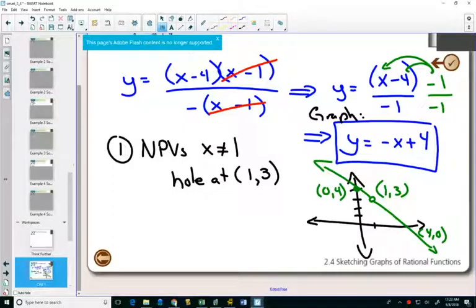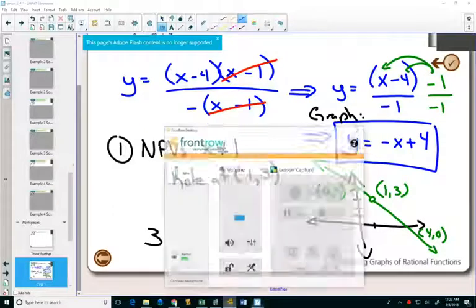In this one, we don't have to go through steps 2, 3, or 4 because after we simplified our equation and we got that new equation that's in that blue box, that's a graph. It's a line. You already know how to graph it. You just go ahead and graph it and add the hole. Okay, question number 3 for practice on this one.